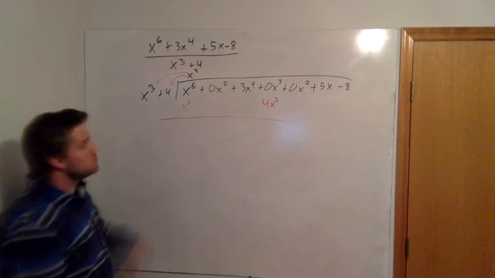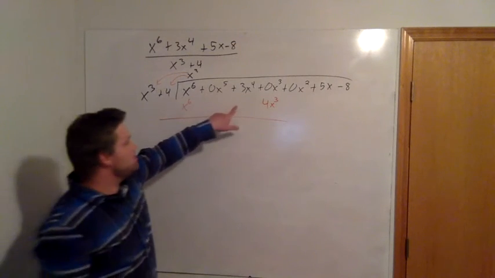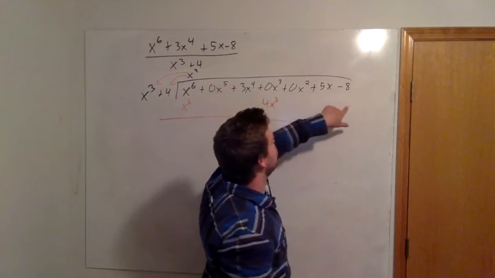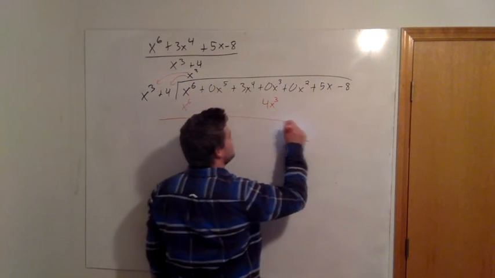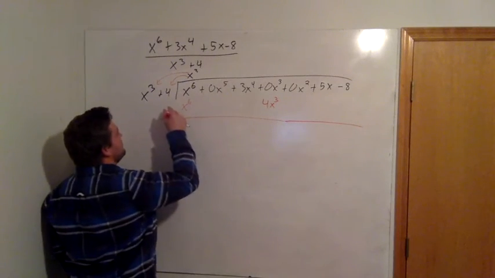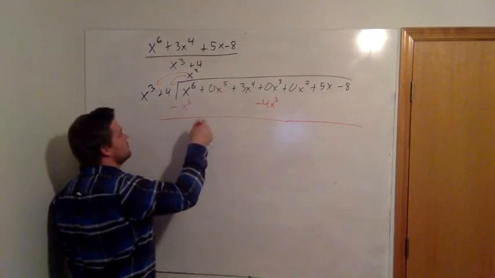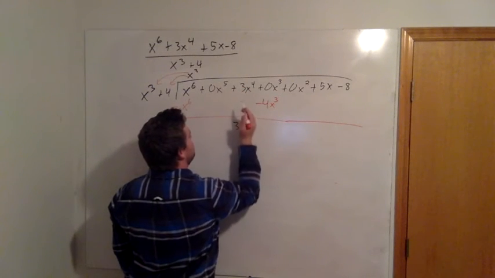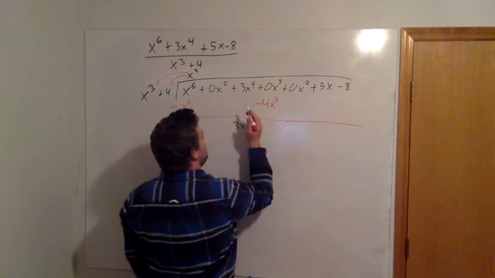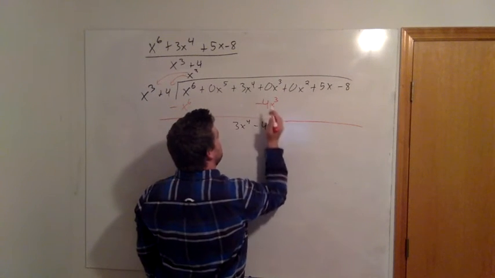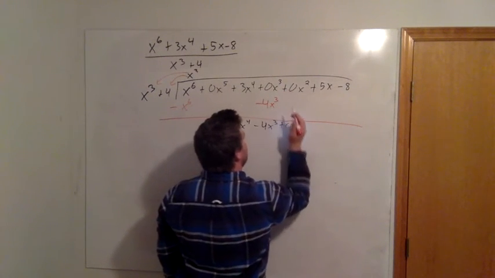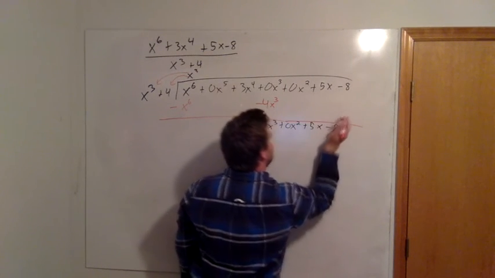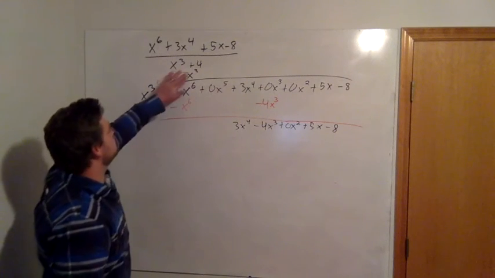Now what I'm going to do here is pretend that there's a 0x to the 5th here, a 0x to the 4th, a 0x squared, a 0x, minus a 0 or plus a 0, doesn't matter. So when I subtract, I'll flip the signs. I'll get a 0, I'll get 0x to the 5th, I'm going to get a 3x to the 4th, I'll get a minus 4x cubed, I'll get 0x squared, I'll get 5x, and I'll get a minus 8. And we'll repeat the process.